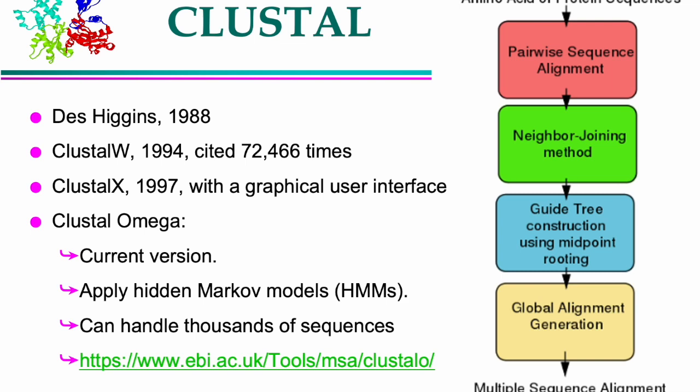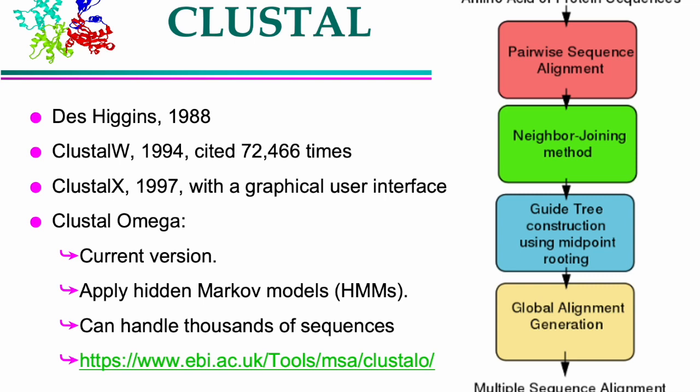Clustal was developed by Des Higgins back in 1988. Later, it became an advanced version called Clustal W, and this version has been cited more than 70,000 times. That really shows the power of this tool and how useful it is. Then in 1997, Clustal X, a graphical user interface, was added. But now the latest version is so-called Clustal Omega.